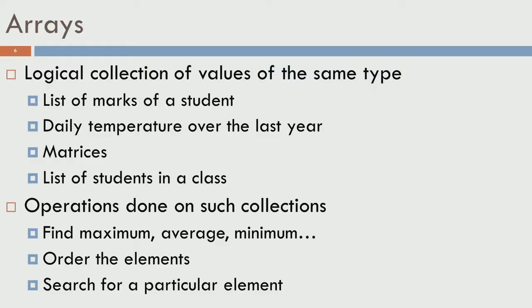So, these are all examples of arrays, and on these arrays you want to do operations like find minimum, find maximum, or you want to order all of the elements in such a way that the names of students come in alphabetical order, or you may want to search for a particular temperature of the day and so on. So, these are common operations. So, you want to be able to read entries into an array, you want to do operations on an array and so on, and that is exactly what we will do in this lecture.